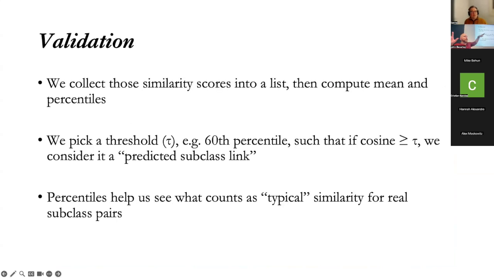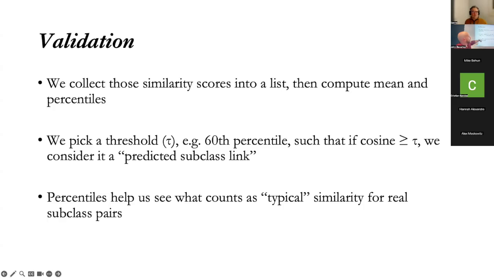So we collect those similarity scores from these pairings, and then we compute a mean and the percentiles of them. This is where we start getting into the threshold. First we have this corpus of walks. Now we have similarity scores between the pairs, and we want to calculate the means and percentiles associated with them. So we pick some thresholds, usually not arbitrary, like the 60th percentile, such that if the cosine similarity is greater than that, we consider there to be a predicted subclass link.